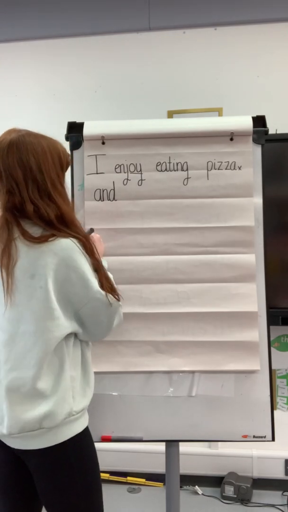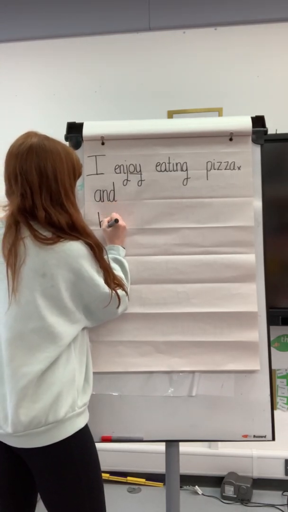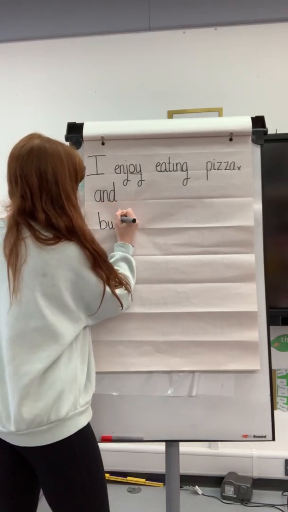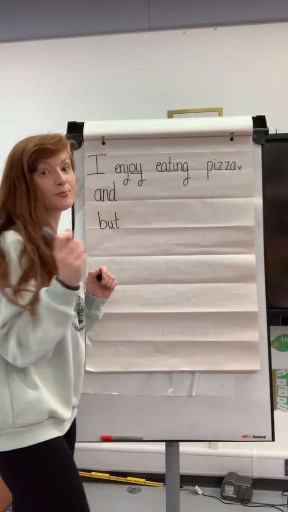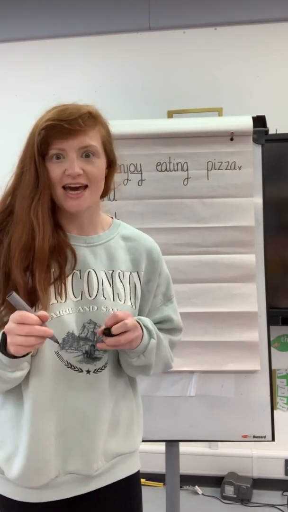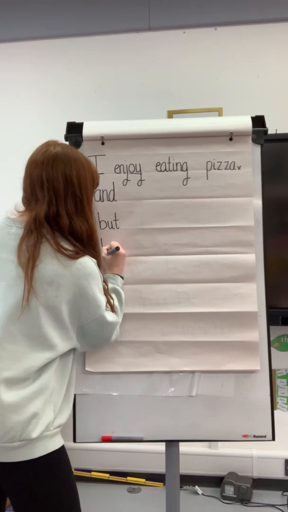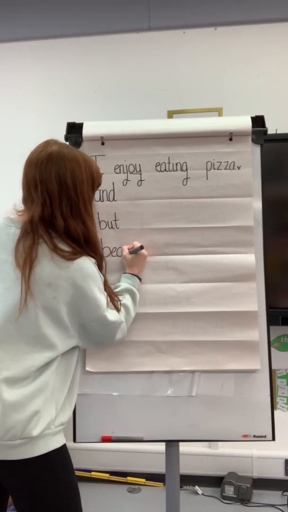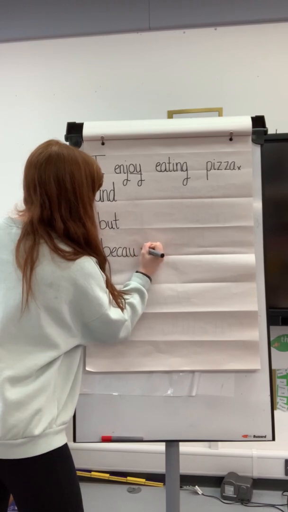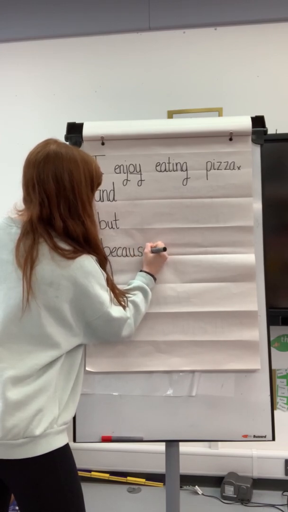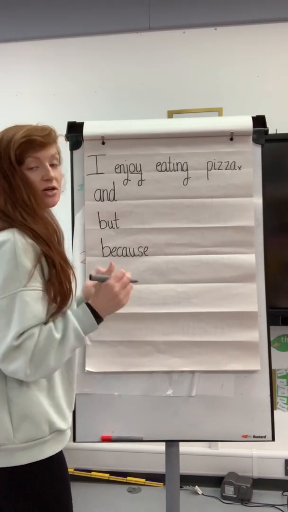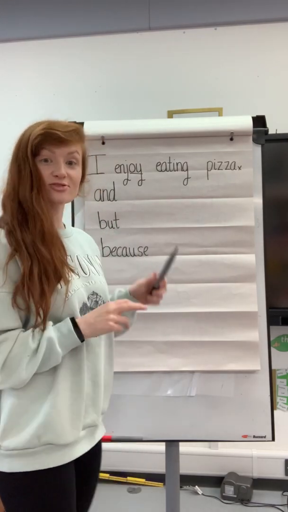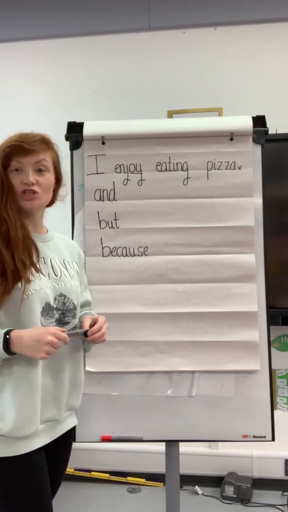And if you want to challenge yourself even more, think of other conjunctions you could use. You could use but. So I enjoy eating pizza, but I prefer to eat chocolate cake. You could use because. So tell me why you like eating pizza. Is it because there's lots of melted cheese on your pizza? Have a think. So see whether you can use those extra conjunctions to make some more challenging sentences for you.